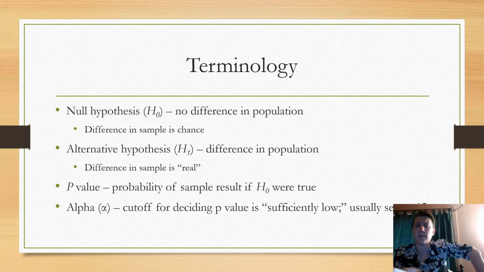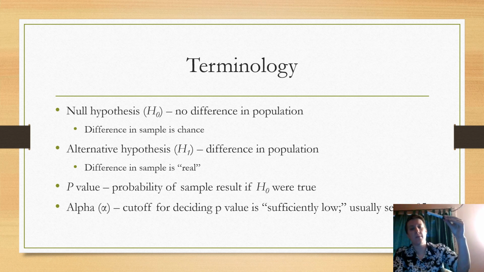P-value is the probability of the sample result happening if the null hypothesis were true. So again, the lower your probability, the lower your p-value, the less and less likely that the null hypothesis is true. However, to determine statistical significance, we use alpha. That is where we say, okay, if the probability of our sample result happening, if the null hypothesis were true, is below alpha, then we say it's statistically significant.